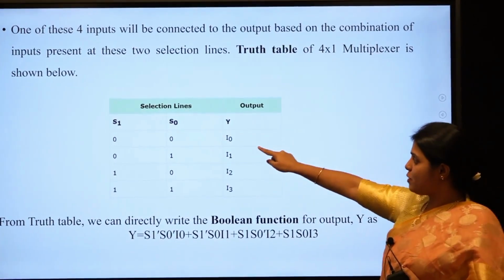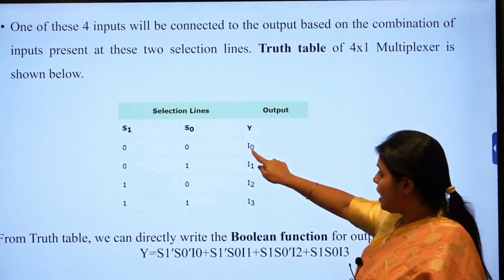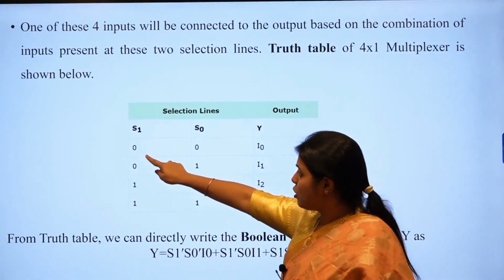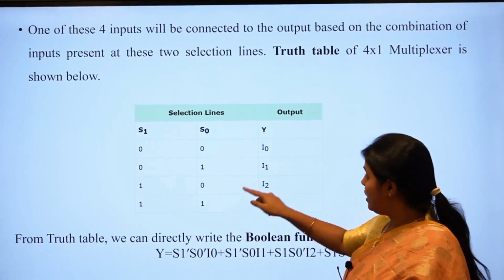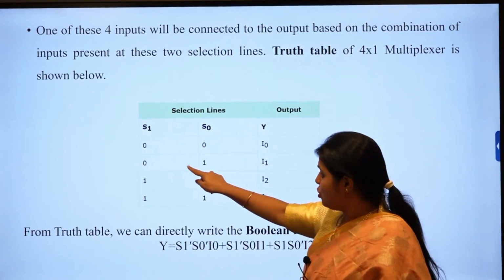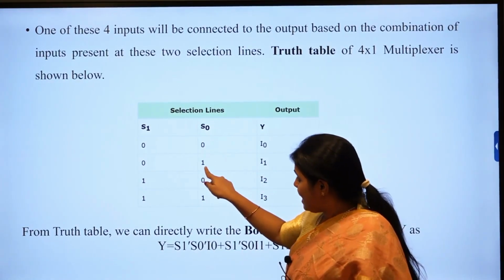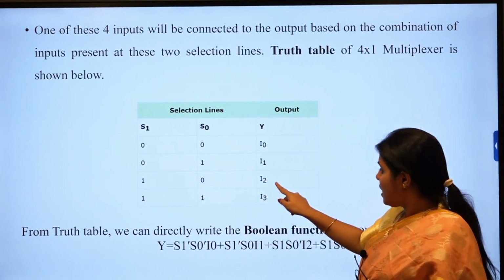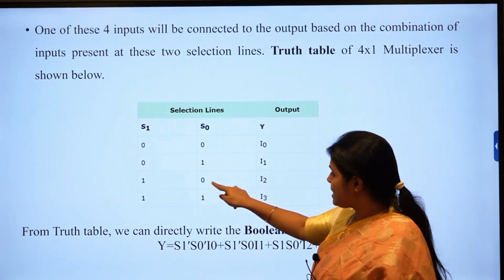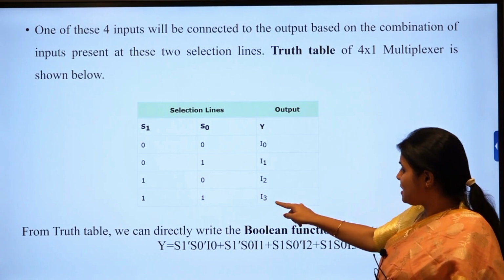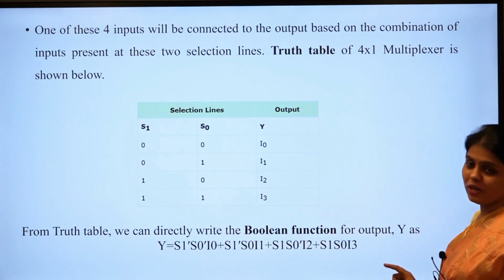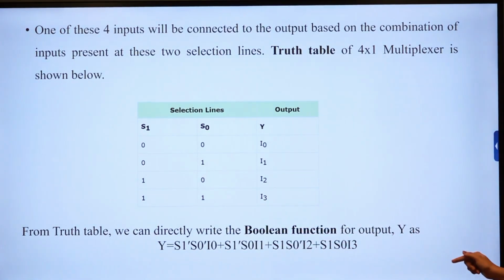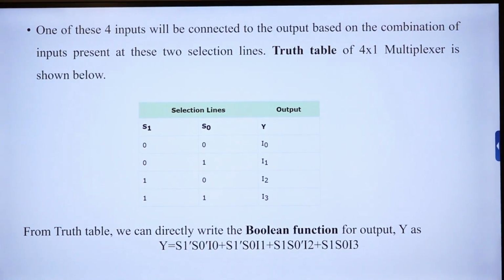Okay. So how is my Y written? Y is nothing but I0 into S0 bar S1 bar, plus I1 into S0 S1 bar, plus I2 into S0 bar S1, plus I3 into S0 and S1. So this is the Boolean function that I have written for the 4 by 1 multiplexer.